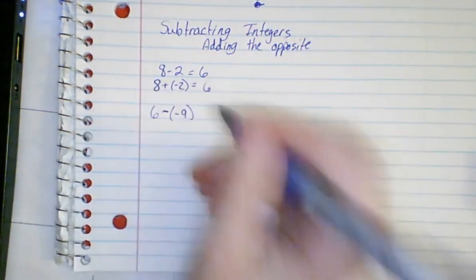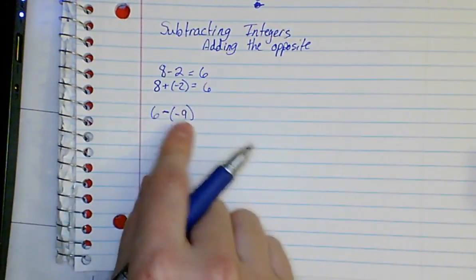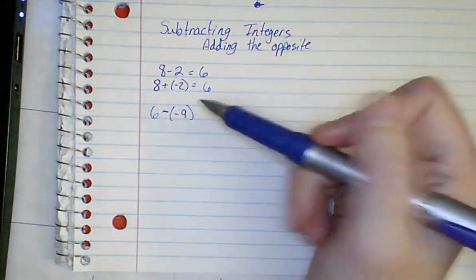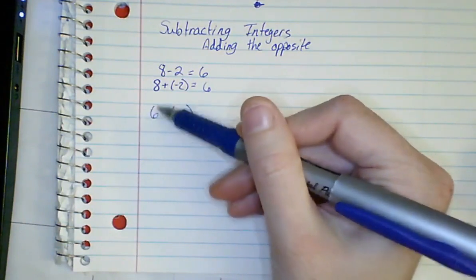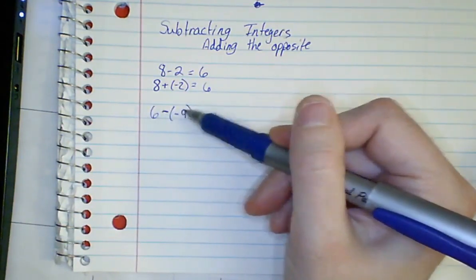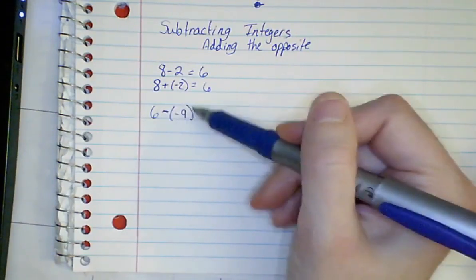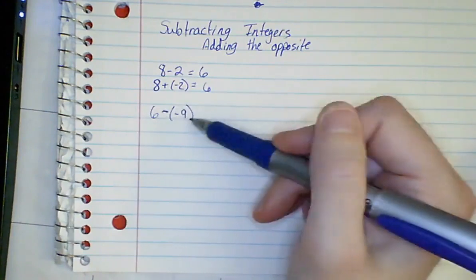Now we have a 6 minus negative 9. A minus negative is actually a positive, because if you think about this algebraically, we have a 6, and then we have a negative 1 times negative 9. You can always think of this as negative 1 times negative 9. And we're going to add the numbers.